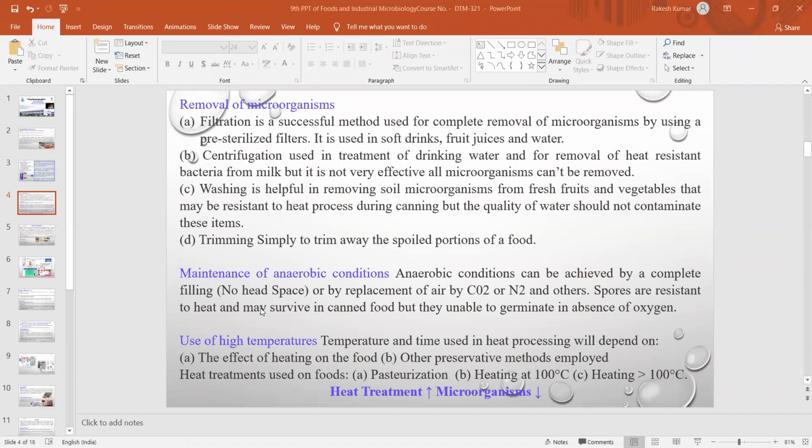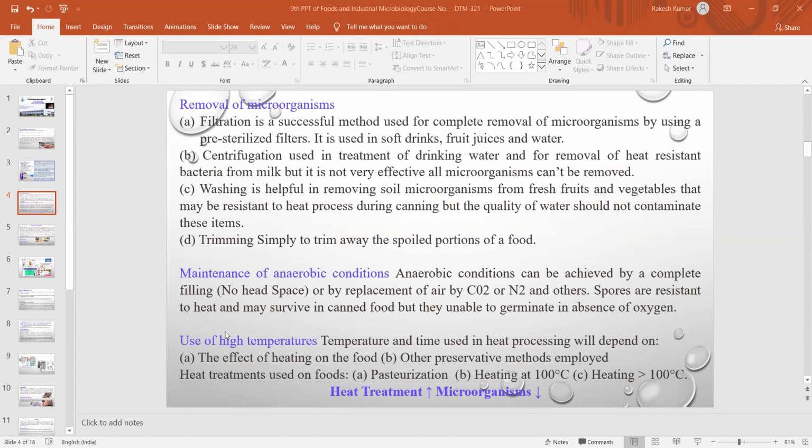Spores are resistant to heat and may survive in canned food, but they are unable to germinate in the absence of oxygen. So if you are restricting the environment, automatically you are restricting the activity of these spores.